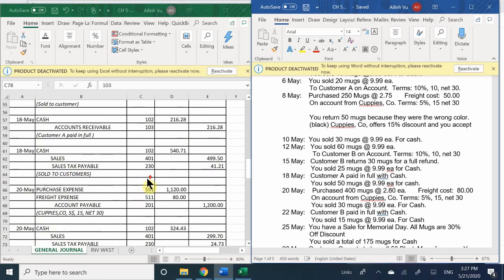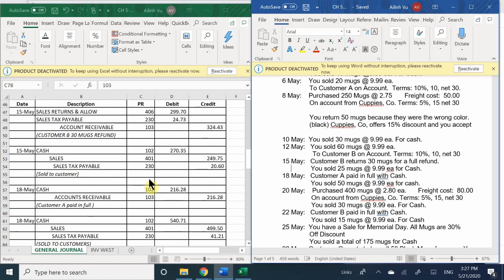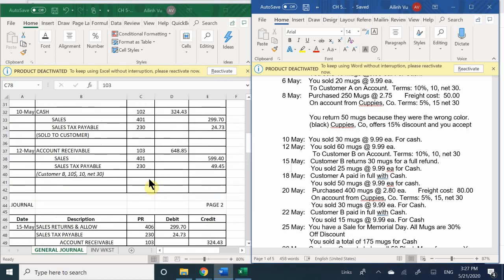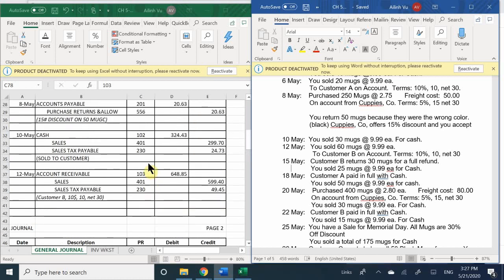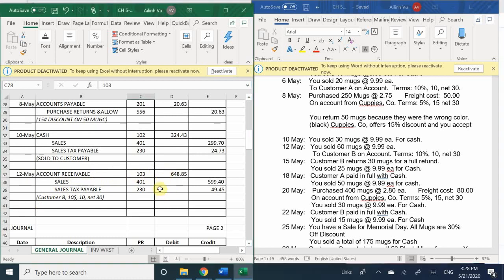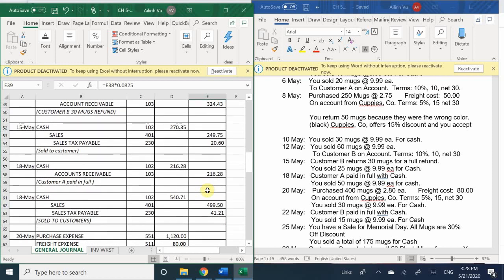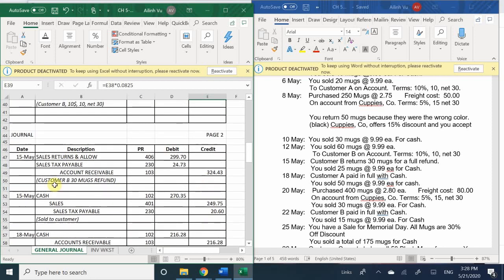So if he originally owed us on the 12th of May, let me find it real quick. Accounts receivable. He originally owed us $648.85, and that included the sales tax. On May 15th, he decided to come back and reduce his amount because he wanted a refund. He didn't want those 30 mugs anymore. So we decreased the accounts receivable by half.